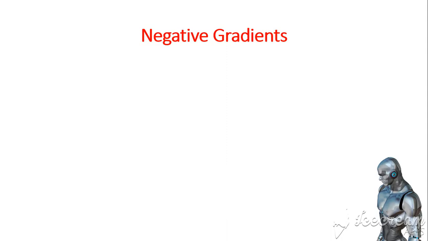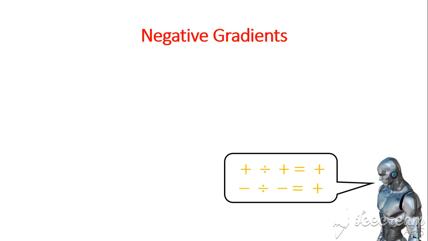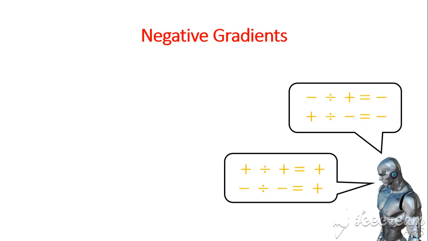Right, a couple of things that are important to remember as we progress into this journey. A positive number divided by a positive makes positive, and a negative number divided by a negative also makes positive. So if they are the same, they turn out to be positive. But if they're different, if one's negative and one's positive, then the answer is negative.